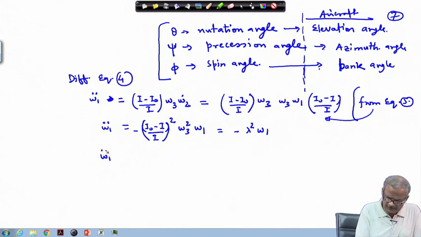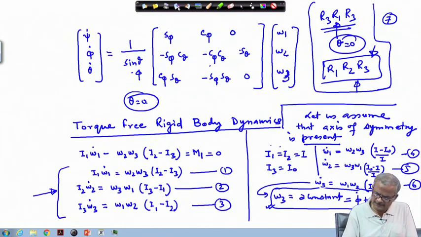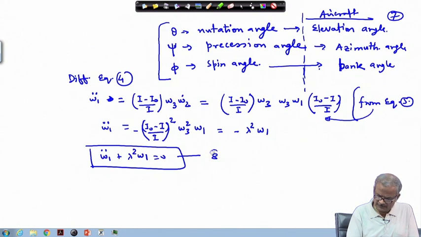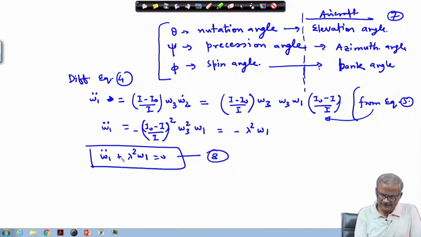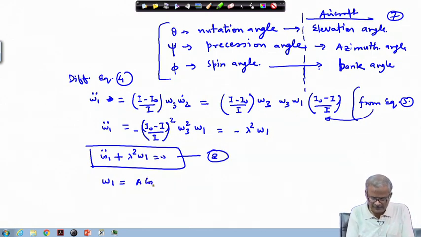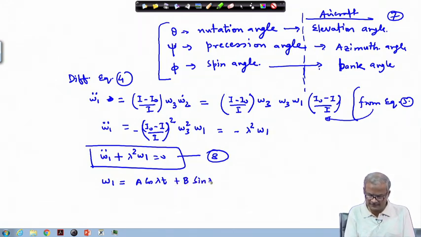So if you look at this format, omega 1 double dot plus lambda square omega 1 equal to 0. We will name this equation number 7. This is a simple harmonic motion equation. This format is of a simple harmonic motion equation, so it says that omega 1 will vary as a times cos lambda t plus b times sin lambda t.